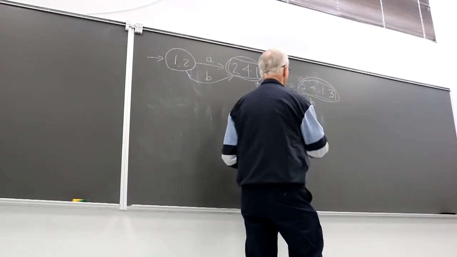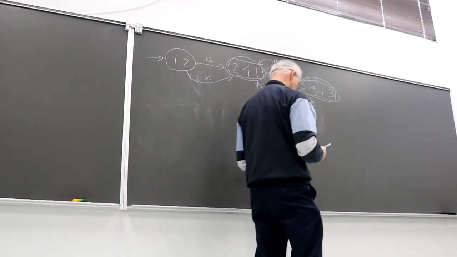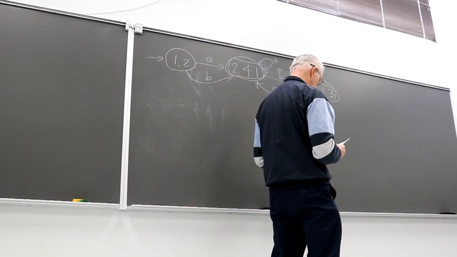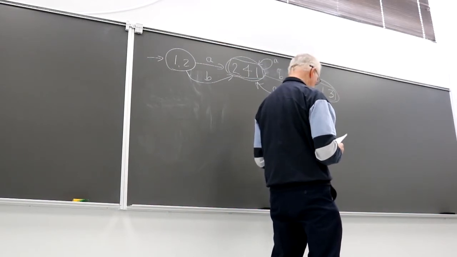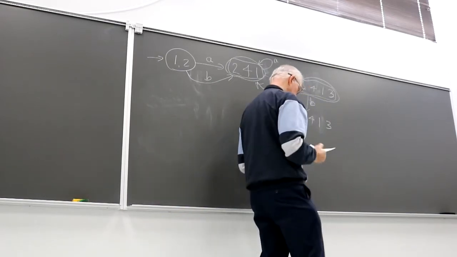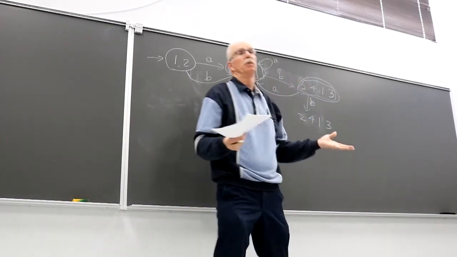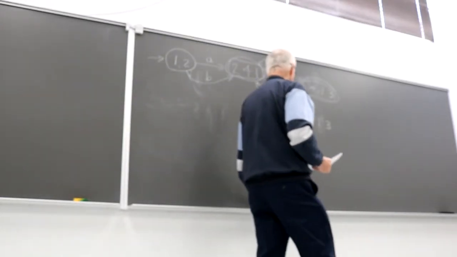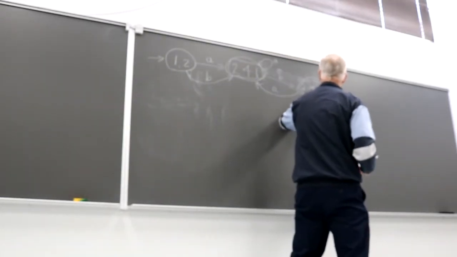2 on B goes to 2 and 4. 4 goes to 1. 4 on B goes to 3. Arguably, we could quit at this point because 2, 4, 1, 3 is all of the state names, so we can't add any more state names, and we got them all. So we know that this is going to be the net result.